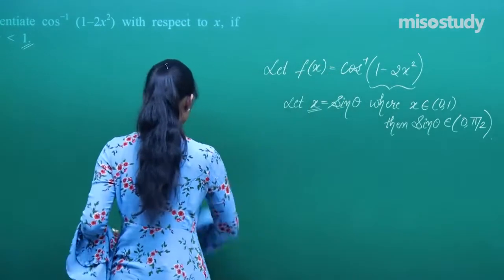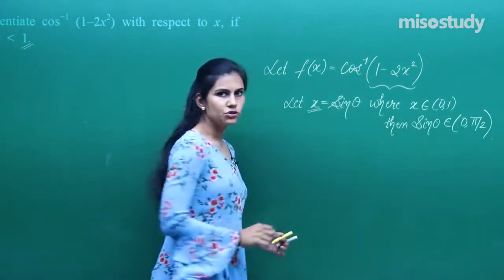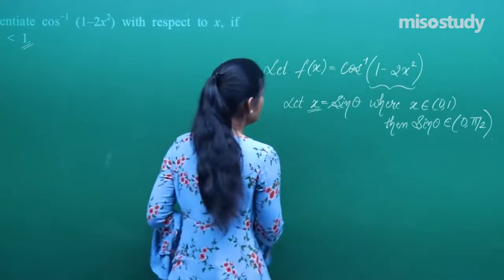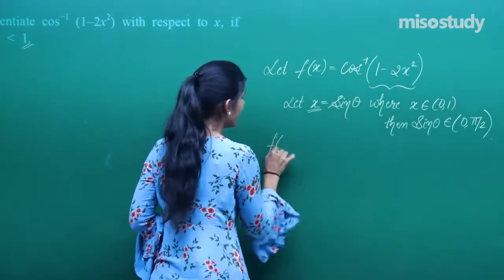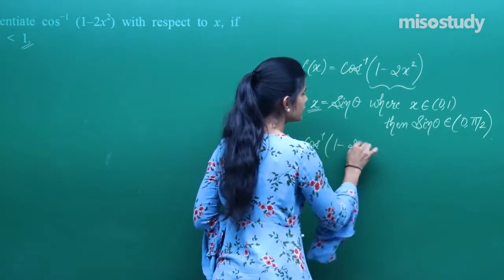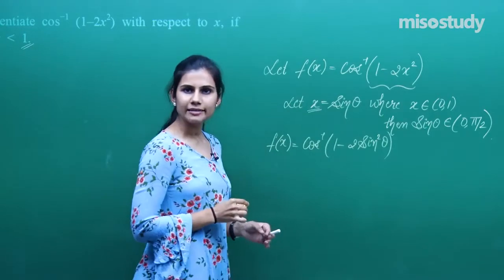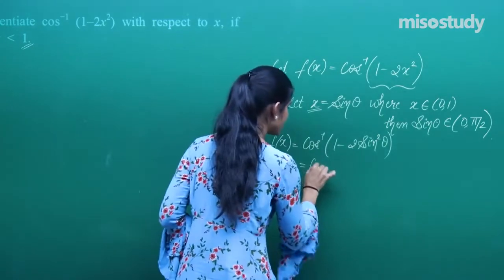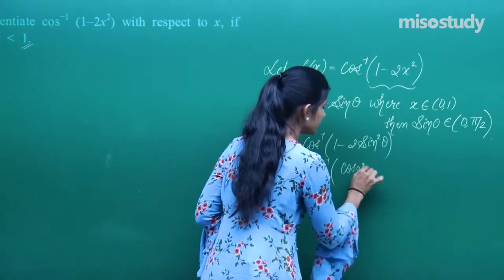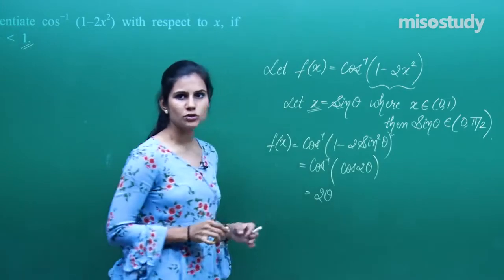After this, what next? Once we have decoded this substitution and the logic behind being able to substitute x as sine theta, we can just plug it in over here. We have f(x) equals cos inverse of (1 minus 2 sine square theta), because x square is sine theta whole square, which is sine square theta. As I had already told you, 1 minus 2 sine square theta is cos 2 theta. Can I after this write 2 theta or not? Cos inverse of cos 2 theta is 2 theta.